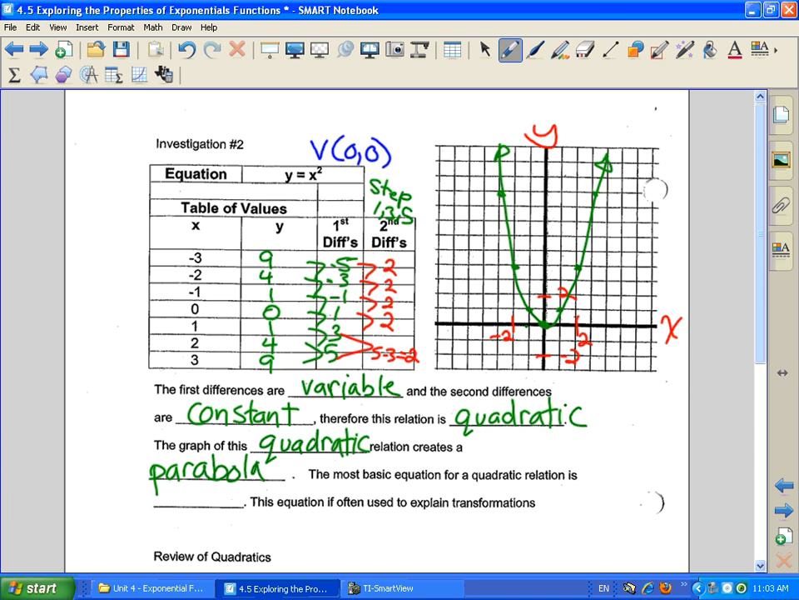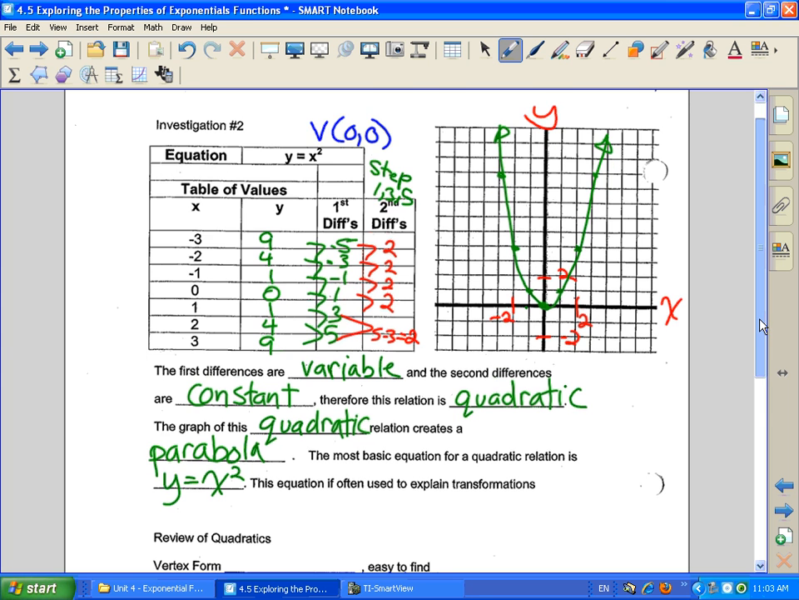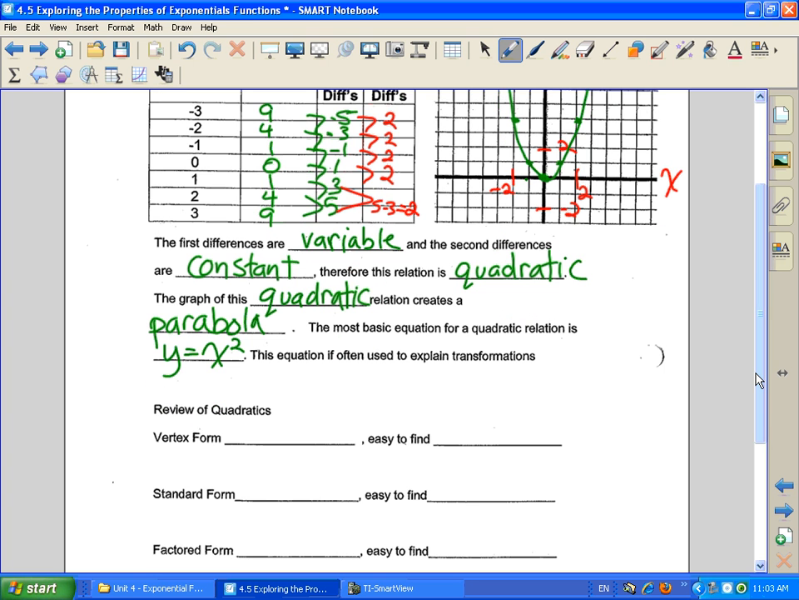Okay, the most basic equation for the quadratic function, or the parent function, is y equals x squared. That's where we always compare our transformations or translations from. The equation is often used to explain transformations.